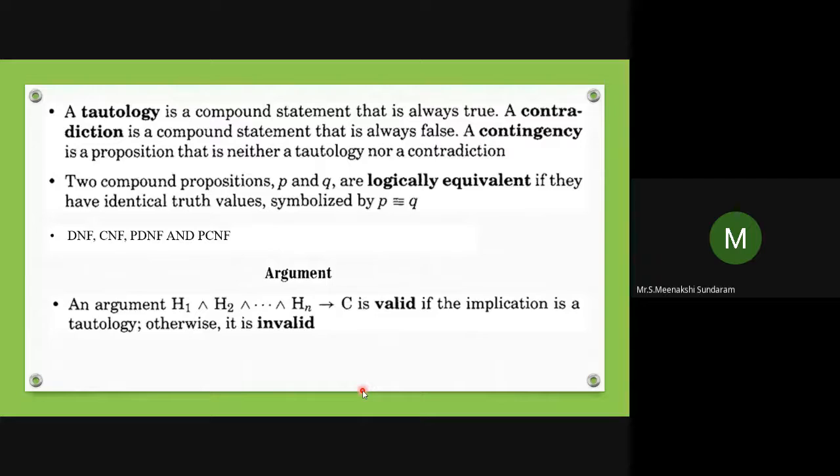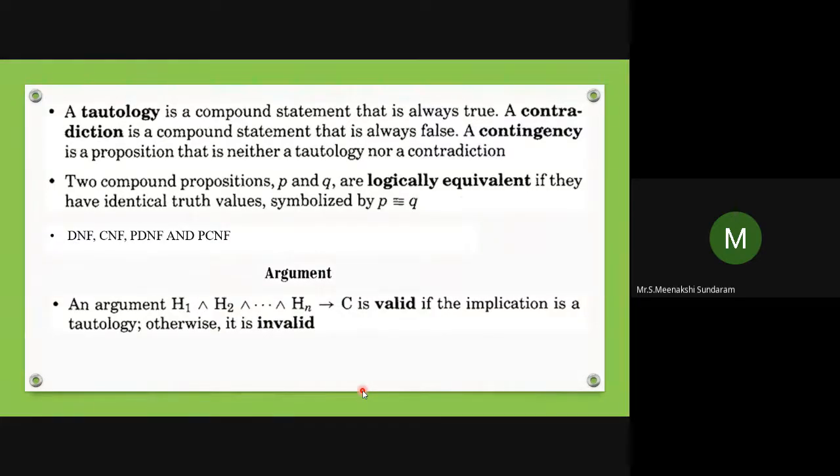Next we studied tautology. A tautology is a compound statement that is always true. When you draw the truth table, if the last column is all true, then it is called a tautology. If the last column is completely false, then it is called a contradiction. If it is a mixture of true and false, it is called a contingency.